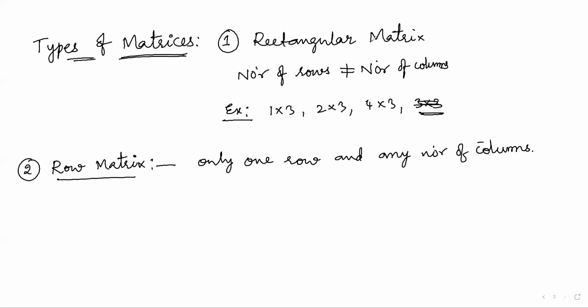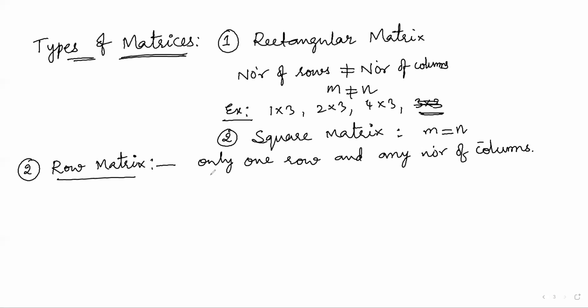So rectangular matrix we discussed, and what is a square matrix? A rectangular matrix means the number of rows is not equal to the number of columns. A square matrix means the number of rows is equal to the number of columns. Here simply we can say m is not equal to n, and if m equal to n, it is a square matrix. We'll discuss the square matrix.